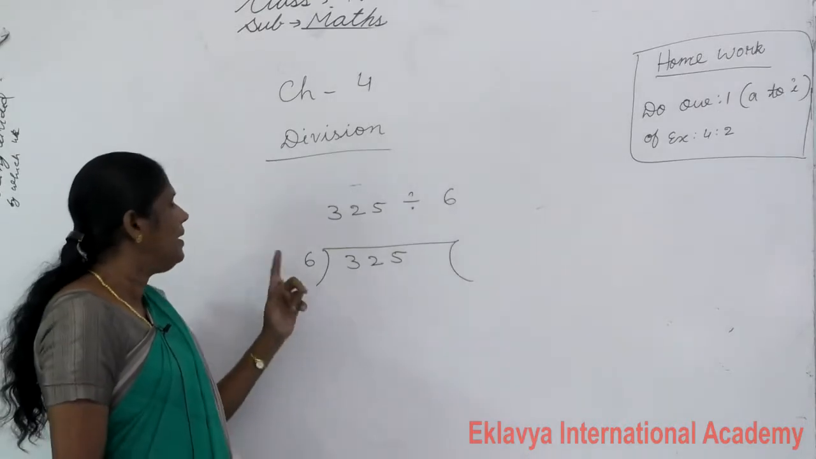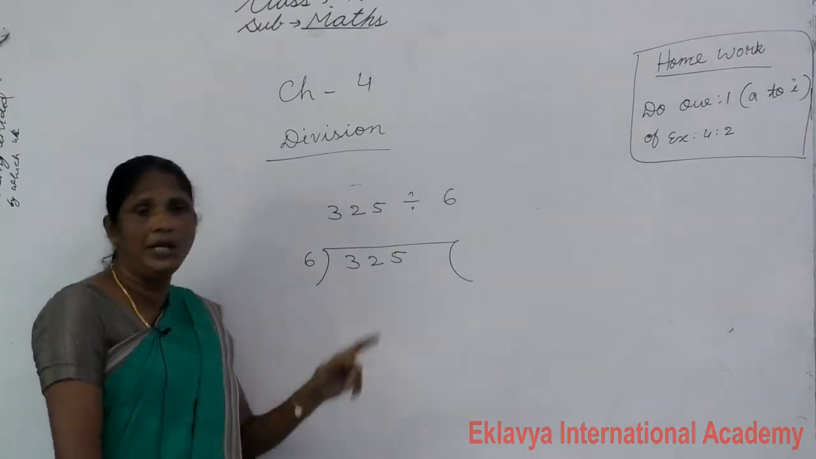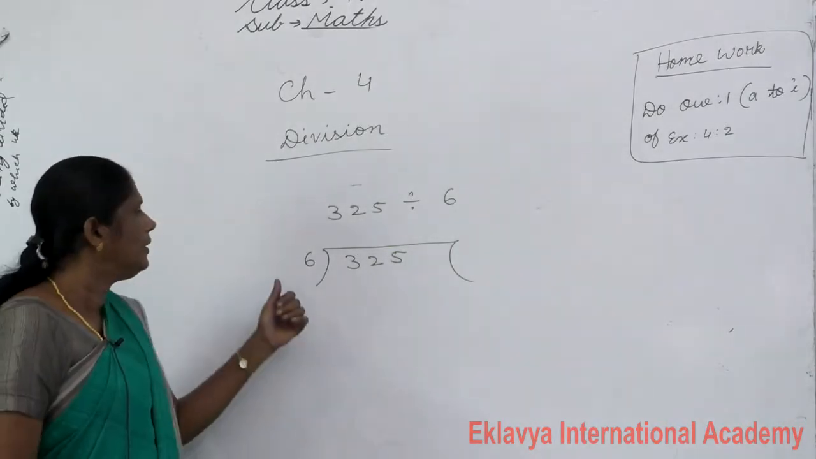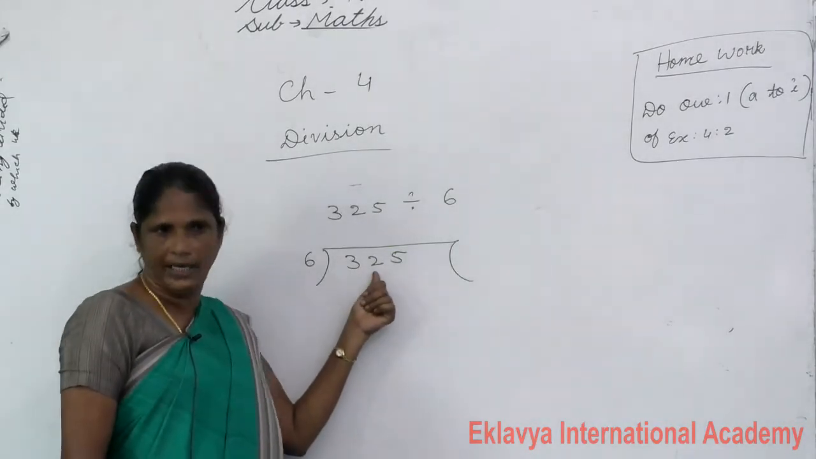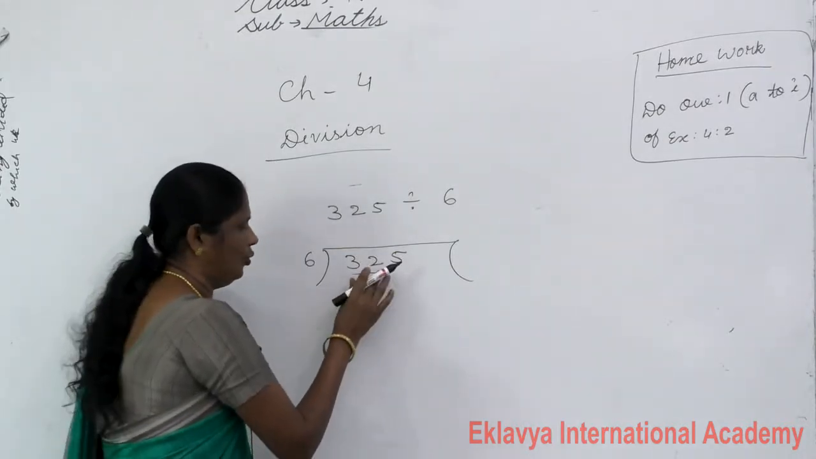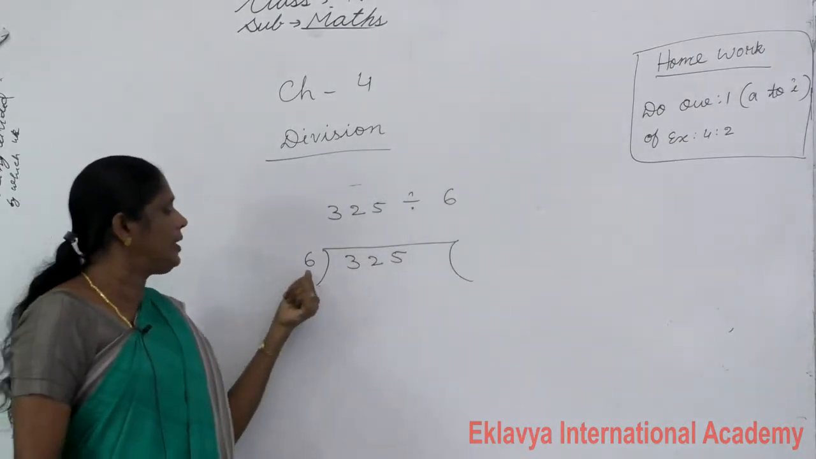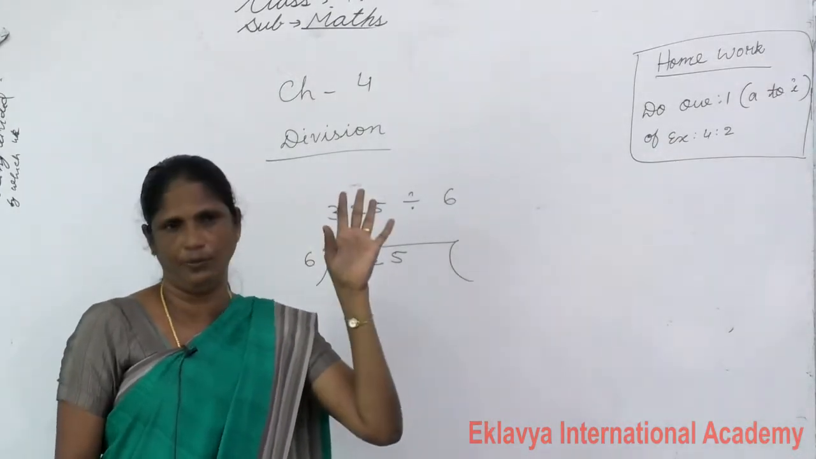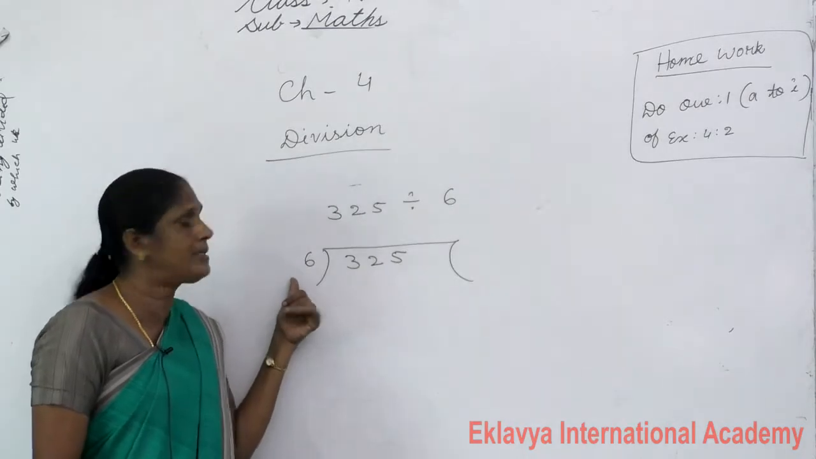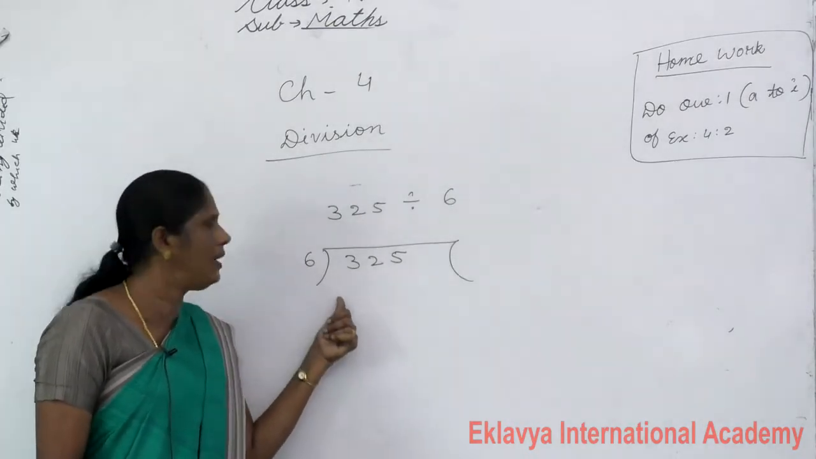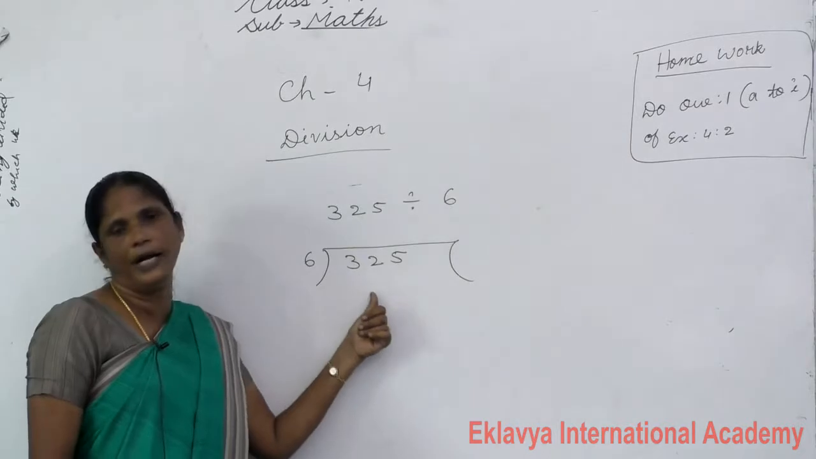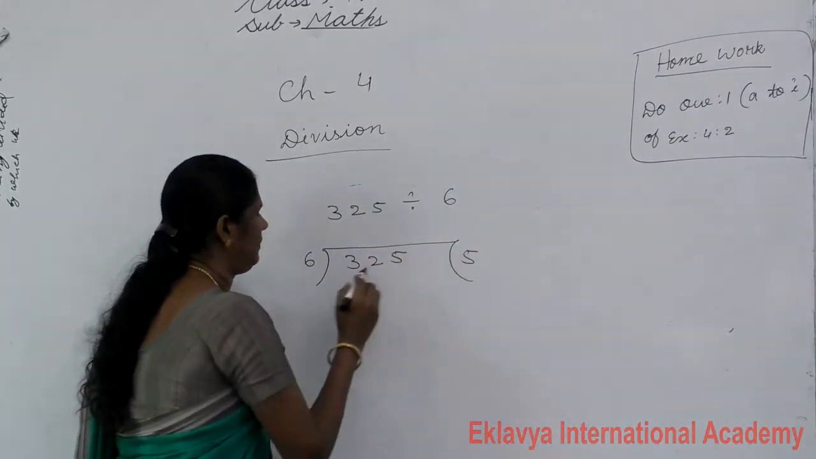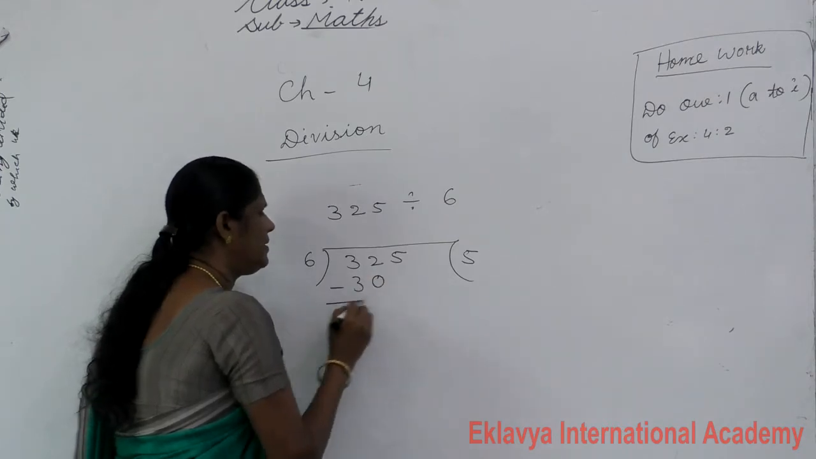Okay. Then 6 is greater, 3 is smaller. Which is greater? 6 is greater. Therefore, we take the next digit. We take this 32. Then from the table of sets, how many times does 6 go in 32? Say the table of sets. 6 1 ja 6, 6 2 ja 12, 6 5 ja 30. How many times? 5 times. 30. Then subtract.